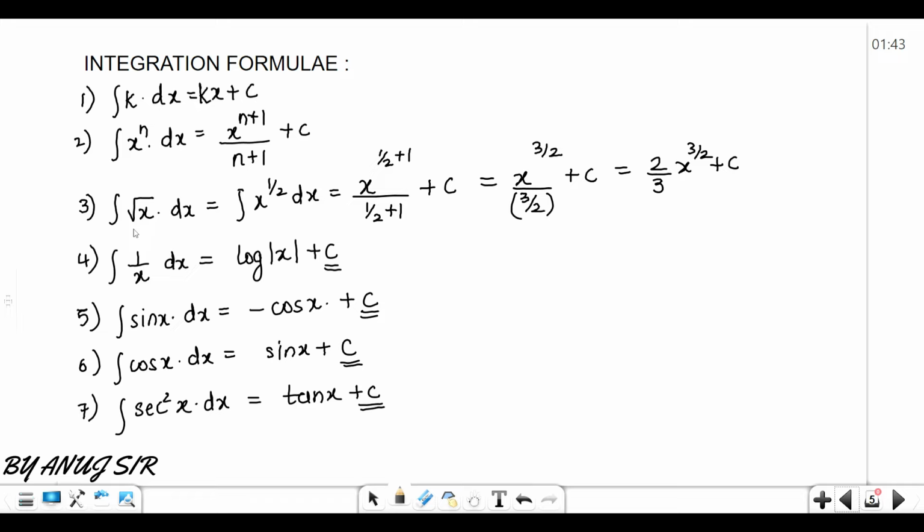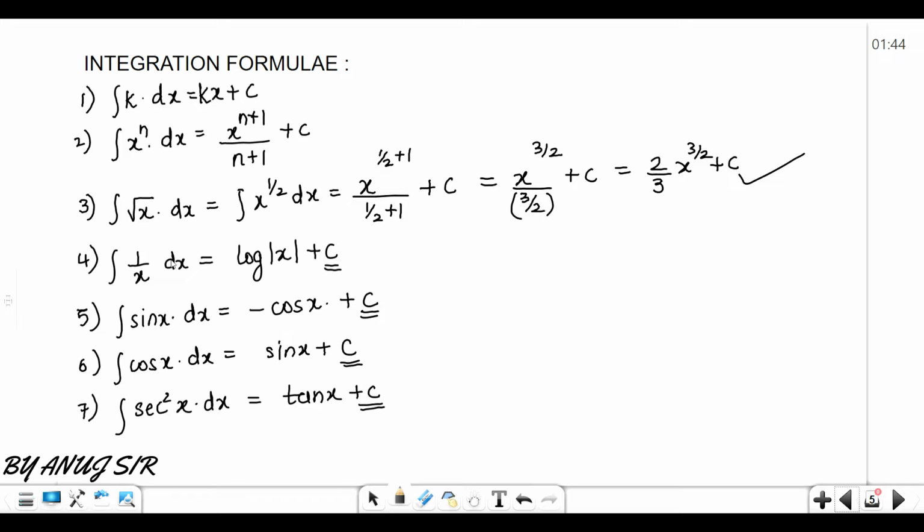Next, I have shown an example: the integration of root x. Root x means the power would be half. If you apply the above formula, that will be x to the power half plus 1 upon half plus 1. Half plus 1 gives you 3 by 2, upon 3 by 2, and the 3 by 2 comes up, that becomes 2 by 3 x to the power 3 by 2 plus c. So this would be the integration of root x.